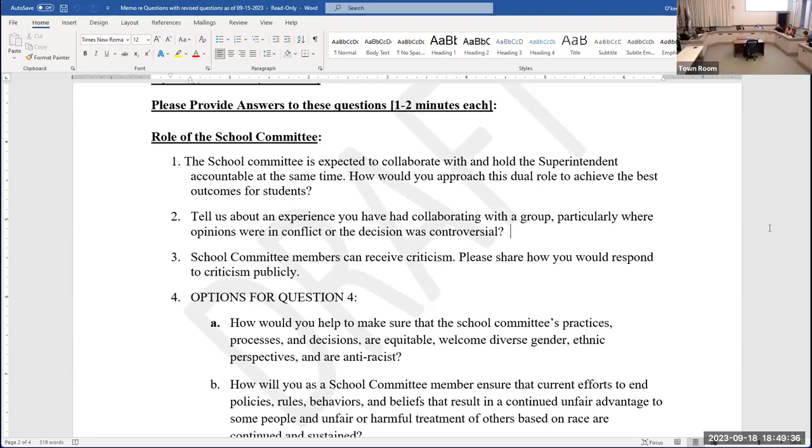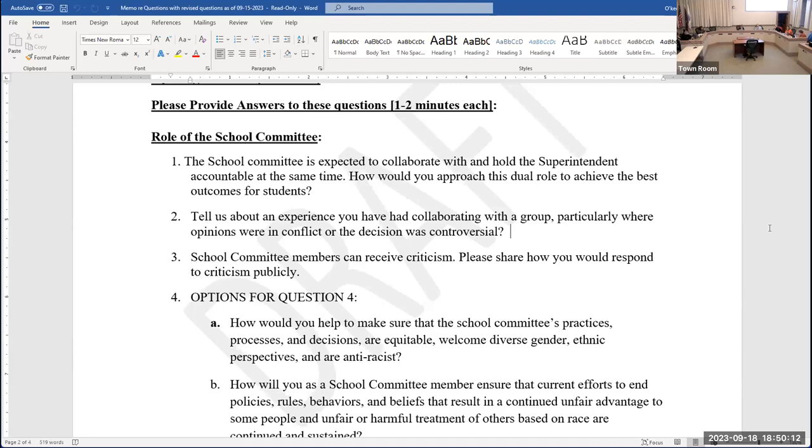Let me try the following, focusing on not the committee being criticized, but the individual. School committee members can receive, actually should say may receive, criticism. Please share how you would respond to criticism, period. I'm not suggesting that's where we're going. I'm just making a suggestion. Anna, you've already spoken. I'm going to go to Pam.